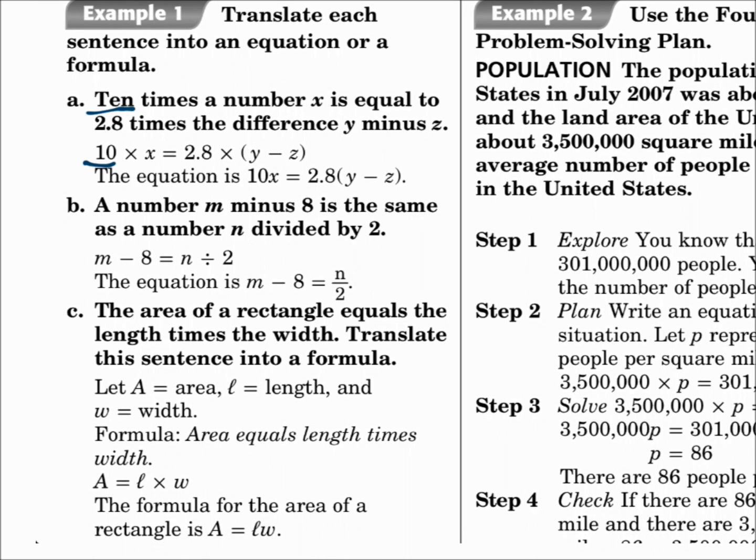So, 10 is the number 10, times is multiplying, a number x, is equal to is your equal sign, 2.8 is the number 2.8, times is multiplying, the difference is your minus sign, and what are you subtracting? Y minus z. Then they polish it up a bit, getting rid of the multiplication signs. Instead of 10 times x, just say 10x. Instead of 2.8 times the quantity, just do 2.8 parentheses y minus z.